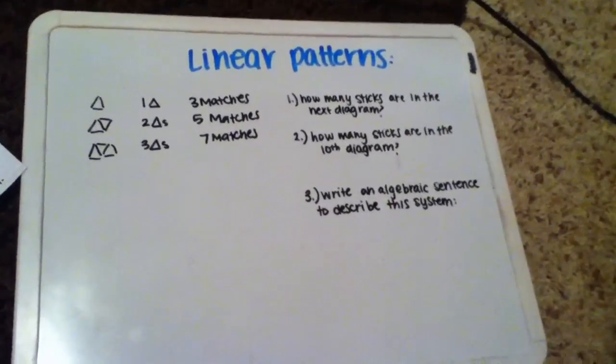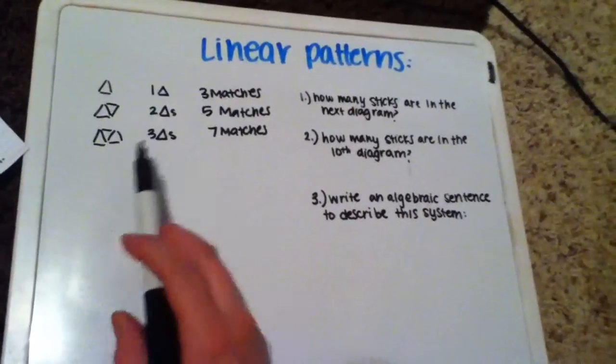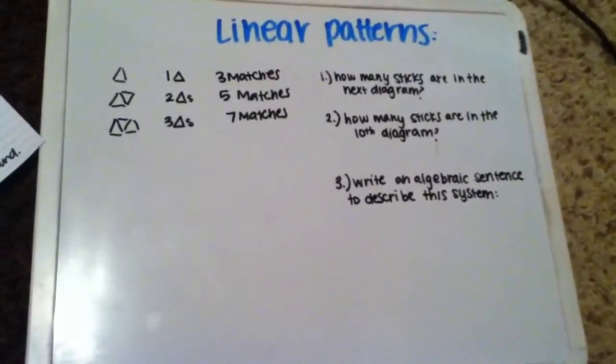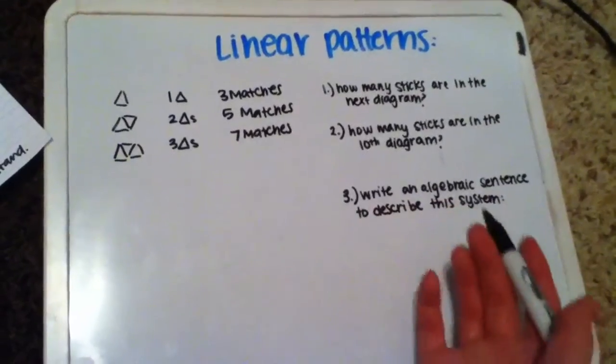So now that we've completed the diagram, I kind of rewrote the chart over here so you can see the number of triangles and the number of matches per set. And so now we have a few questions to answer. The first is how many sticks are in the next diagram? So if we were to do this again, how many would we have?